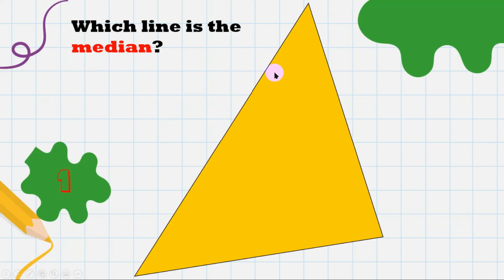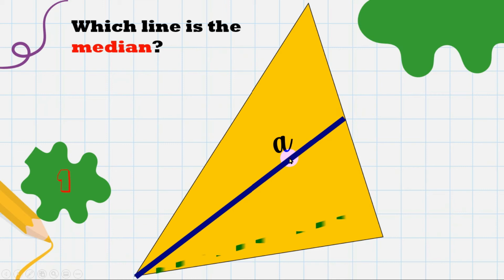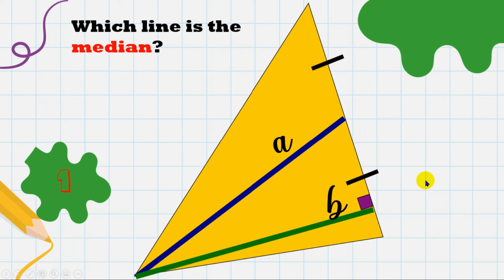Okay. So, are you ready? First question. Which line is the median? I have here line A and line B and these markings. Again, the median is the line segment from the vertex to the midpoint. Which of these shows that it is in the middle of the side opposite that vertex? None other than line A.